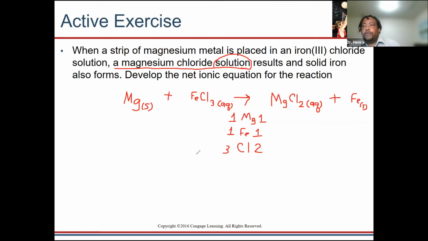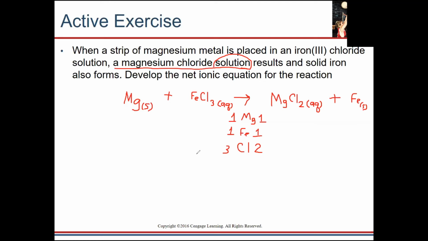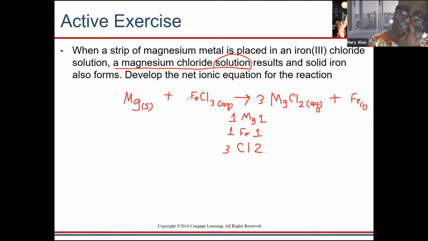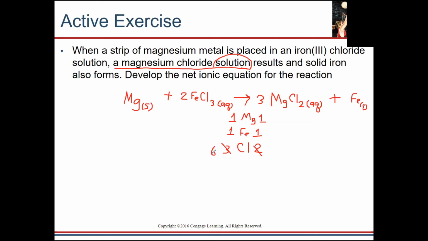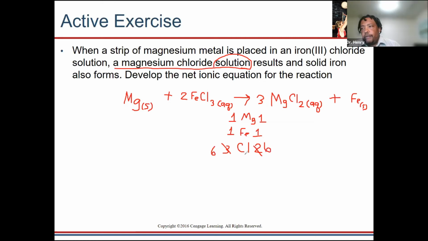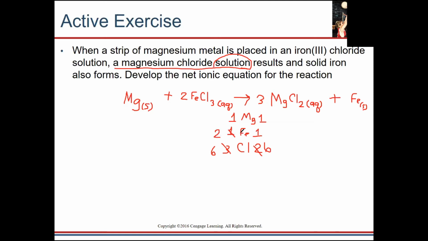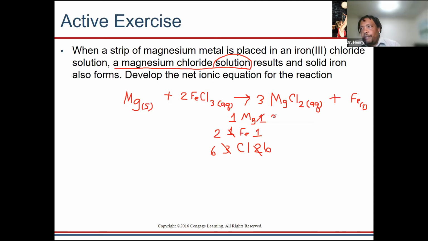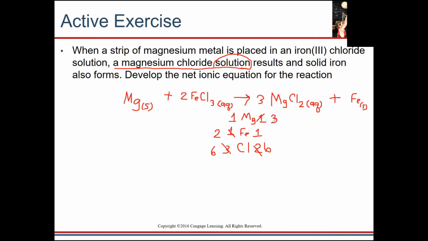Okay, so I need to balance it. So what do I need to do to balance it? Add a 3 to MgCl2 and a 2 to FeCl3. Okay, so then that gives me 6. The chlorines are balanced, but now I have 2 iron and 3 magnesium. Okay, is that balanced? No.